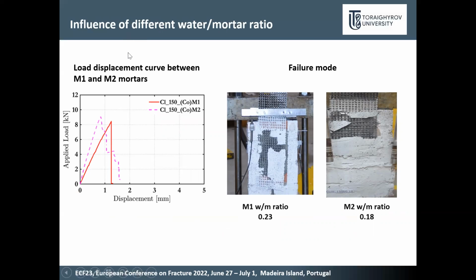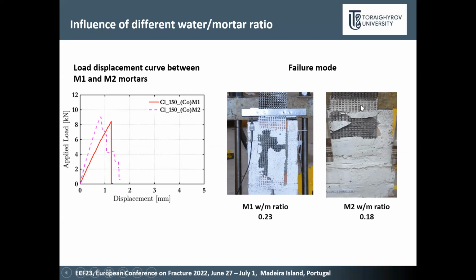On this slide, we can see the differences when we change the water-mortar ratio. As we can see here, in case of M1 mortar, the load applied linearly up to the peak load and then a sudden drop. It happened when the textile detached completely.